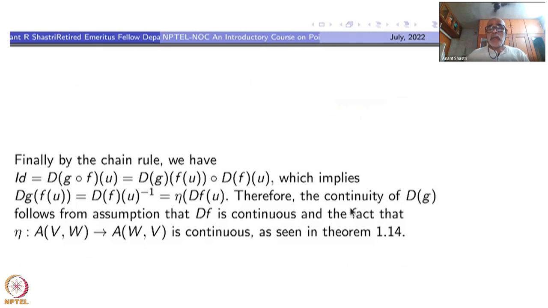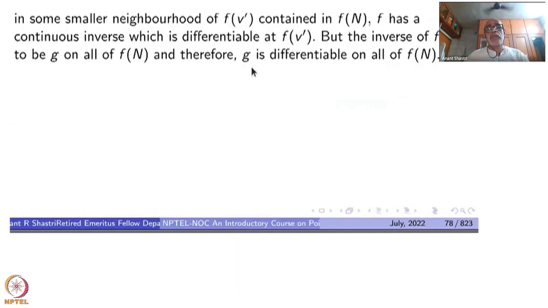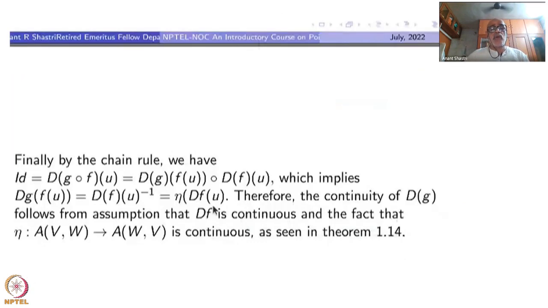Okay, therefore, the continuity of this DG follows from the assumption that DF is continuous and the fact that eta is continuous, as seen in theorem 1.14. Therefore, the derivative is continuous. See, up till here we only showed that G is differentiable. That DG is continuous follows, but DG is given by this formula, namely, it is DF inverse. So I said this is the inverse of this one. But this is also true for D of F composite G, which is already identity. So it's both ways. Therefore, one is the inverse of the other. Taking the inverse itself is a continuous operation. Therefore, we have DG as a continuous function.